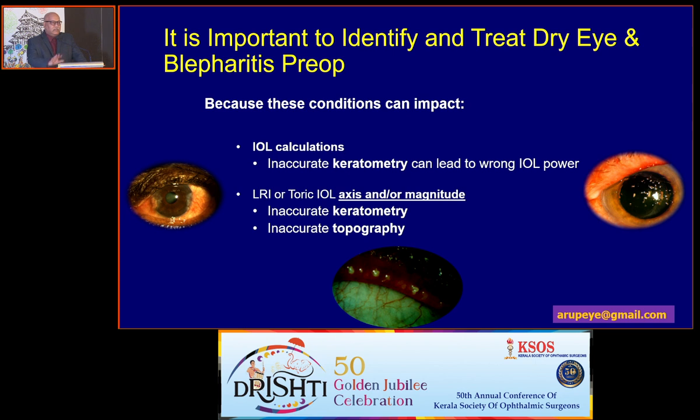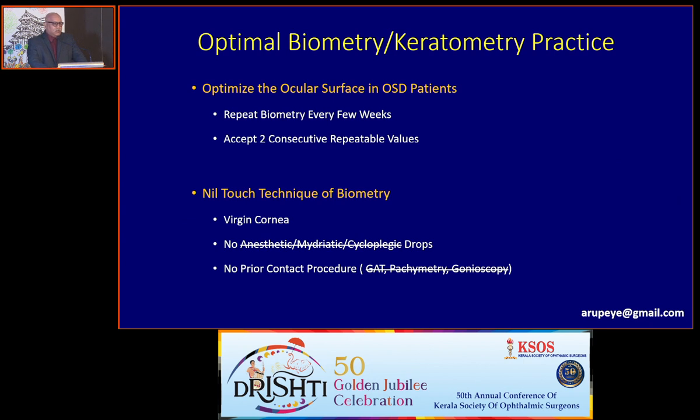If you do the biometric measurements on an unstable cornea with an ocular surface disease, it's quite possible that your keratometry reading will not be properly done. As a result, even in your monofocal cases, you may land up with a residual refractive error. And for toric surgery, you may end up calculating the wrong axis and the wrong power. So first things first, for all cataract patients, we always rule out the presence of ocular surface disease.